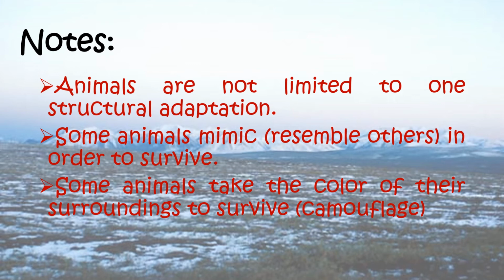Second, some animals mimic or resemble others in order to survive. An example of this is a butterfly trying to mimic an owl to prevent other animals from eating it. And the third one, some animals take the color of their surroundings to survive. This is called camouflage. And we can see this in octopus, which can change its color based on its surroundings so that it can hide from other animals that try to eat it.